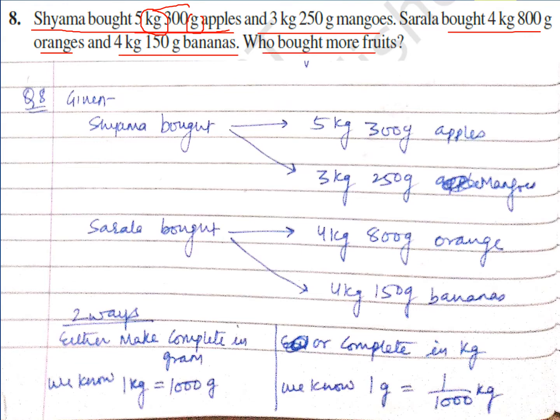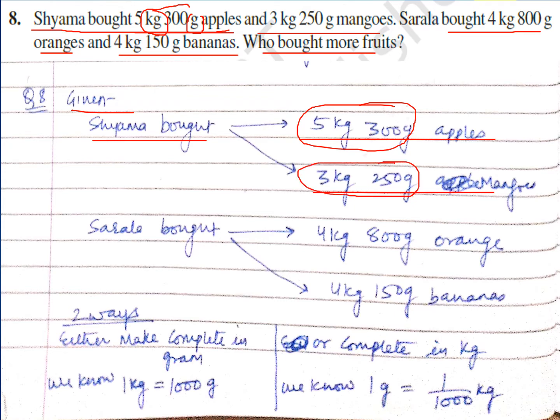Who bought more fruits? To compare them, first of all, we have to add both the things. And to add properly, I have told you, you have to make all the units the same. So let's try to make that. Before that, what is given to us, I have written here. Given is this lady Shama who bought apples 5 kg 300 gram and mangoes 3 kg 250 gram.